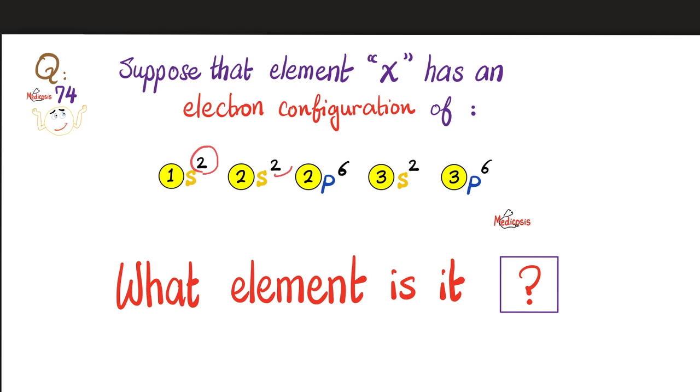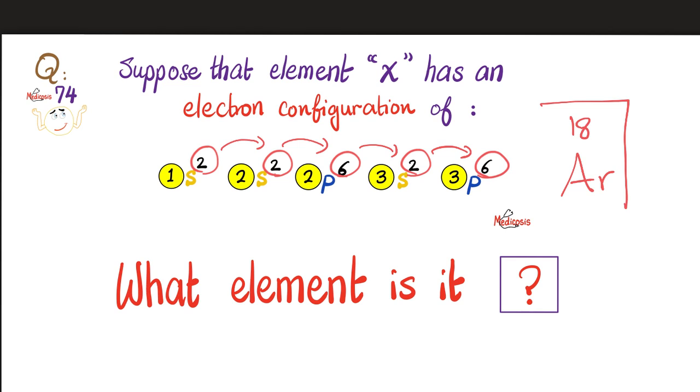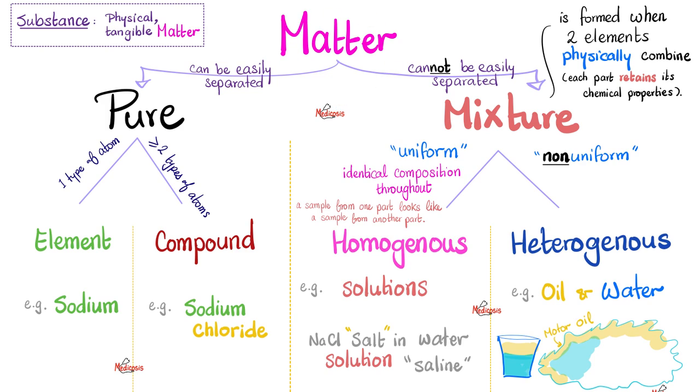You simply have to add all of these electron numbers together. Let's sum them up. 2 plus 2 is 4, plus 6 is 10, plus 2 is 12, plus 6 is 18. Now look at your periodic table. What is the element that has 18 electrons? Answer: argon. It's the element whose atomic number is 18. And as you know, the atomic number is the number of protons, which happen to equal the number of electrons in the neutral atom.